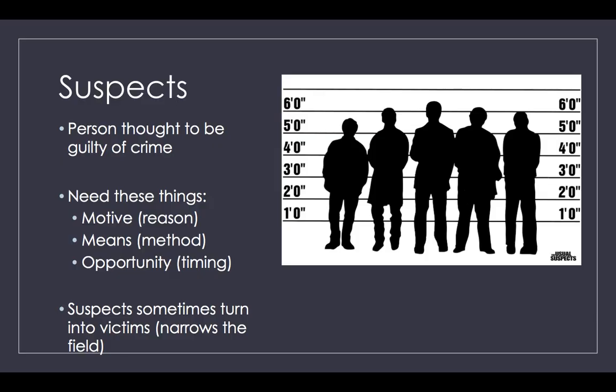Be aware that your suspects sometimes turn into victims. As a detective, as a reader, it's helpful because it narrows the field. So if we start out with 10 suspects, we don't have 10 suspects at the end. We might have 2 or 3 to choose from to determine who the real criminal is.